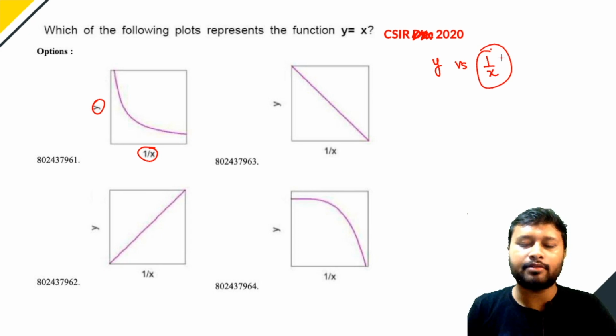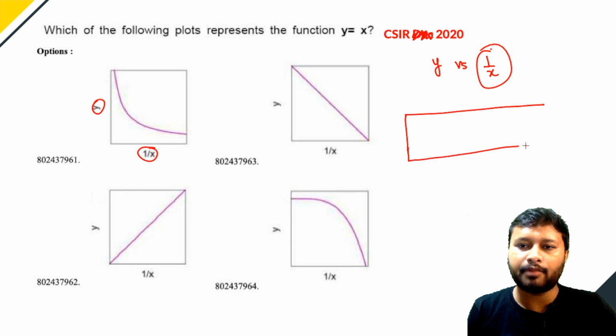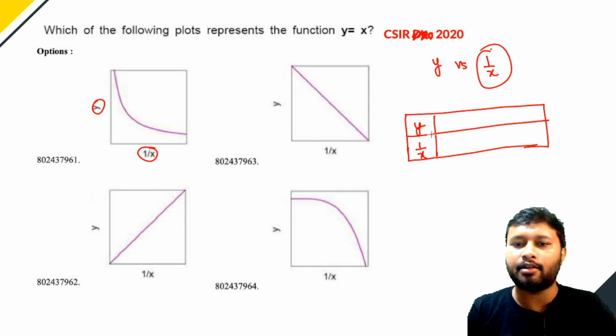So to do this, what you have to do? You have to simply make a table, in which you have to put the values of y and the values of 1 by x which you are going to get, and clearly whatever value of y you put, the same value of x you have to put over here, and whatever 1 by x you are getting after solving, that you have to write down.